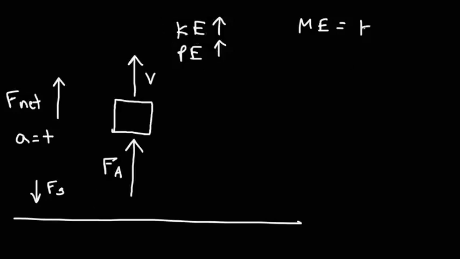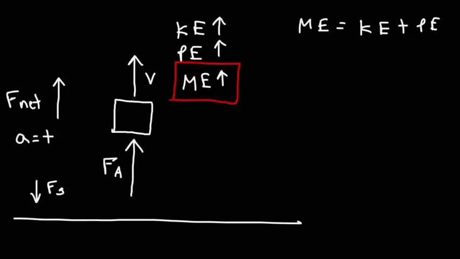Now, mechanical energy, which is the sum of these two, kinetic and potential, is also increasing. Because if the kinetic and the potential energy is increasing, then the mechanical energy is increasing. So in this case, the mechanical energy is not conserved. You're using an action force to not only speed up the object to increase its kinetic energy, but you're also increasing its stored gravitational potential energy as you move it away from ground level.